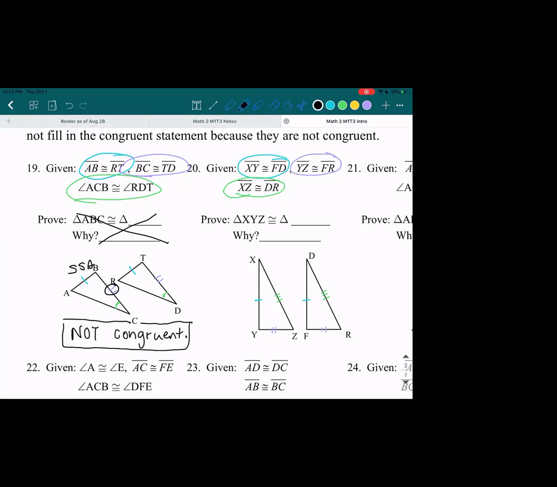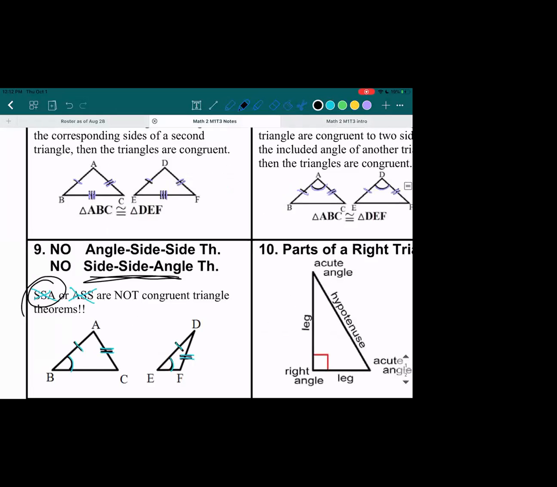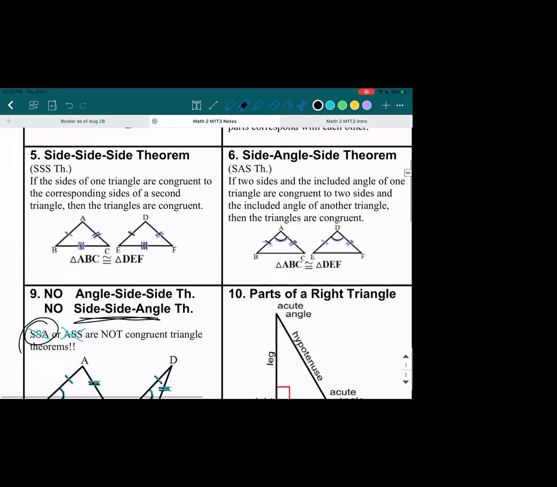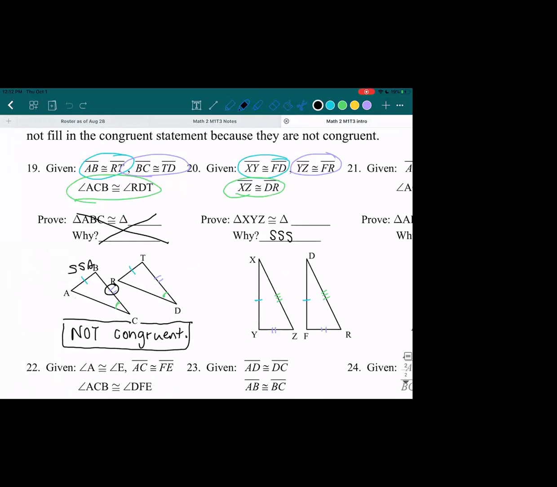So what do we have here? We have a side, another side, and another side. So we have SSS. Is this a congruence theorem? Go back to the notes, and SSS is right over here. So this is a congruence theorem. It is allowed. That means our triangles are congruent.